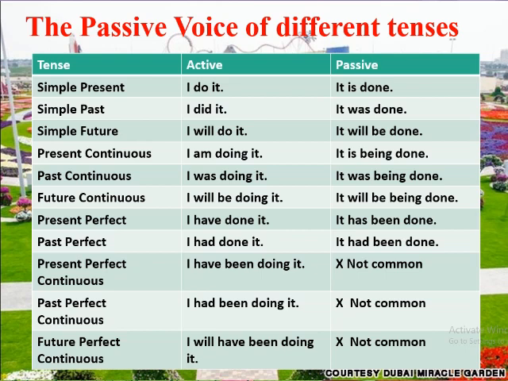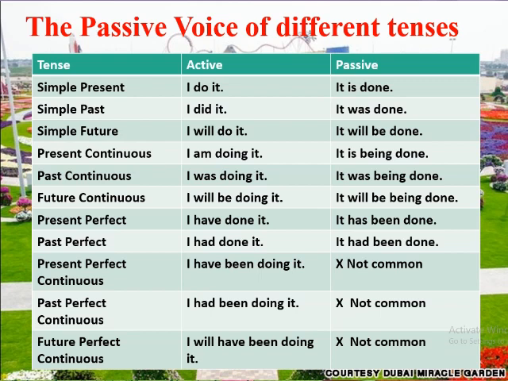Simple past, I did it. Passive will be it was done. Simple future, I will do it. Passive form for this will be it will be done. Present continuous, I am doing it. Passive form for this, it is being done.